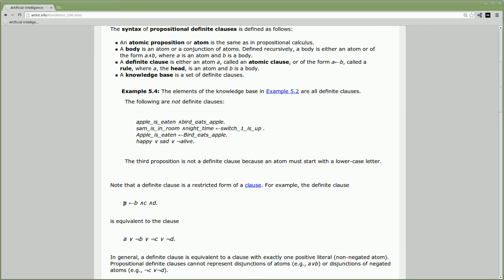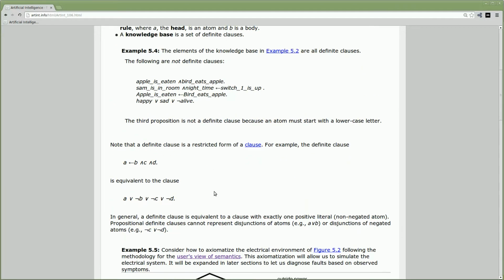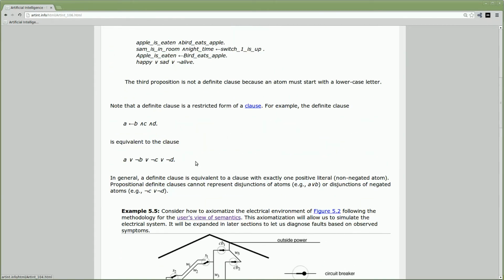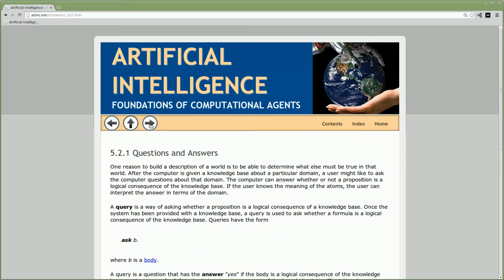So this is limiting. There are logical statements that can't be put in this form, but you can say a lot in propositional definite clauses, right? In fact, you can build whole programming languages around this. If any of you have experience with Prolog, this is related to the kinds of statements that you can make in a Prolog program. And the reason that we might want to make this restriction is, as I mentioned before, it allows us to do efficient inference.